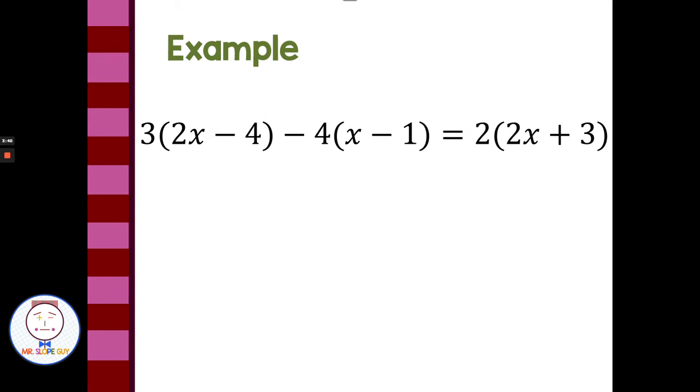All right, let's try one. This one has a bunch of steps in it, lots of distributive property. So we're going to start, we have a 3 to distribute. We have a negative 4. Remember, we're looking at the sign in front of the number. Negative 4 to distribute, and a 2 to distribute.